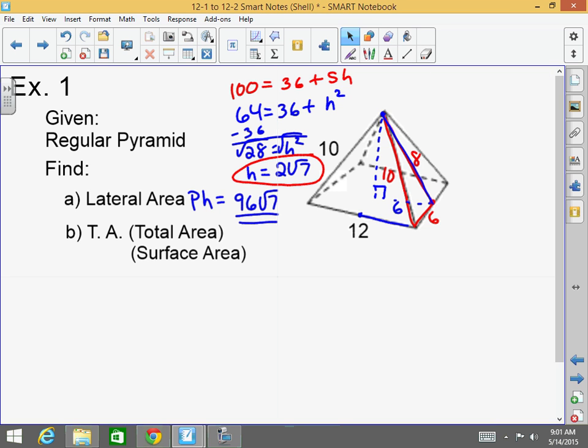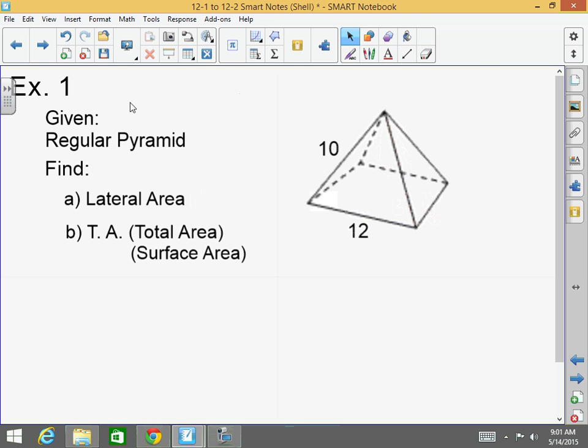All right, guys. Thoroughly embarrassed here. This is all wrong. My slant height is correct. Okay. This is 6. This is 10. That's 8. That is correct. My slant height is 8.